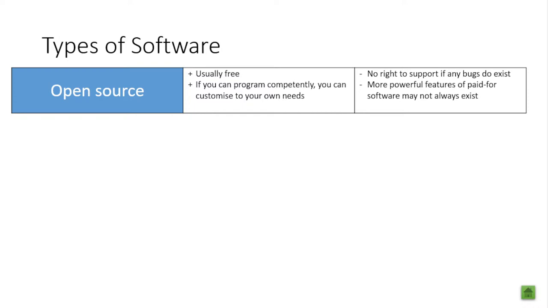So there is no right to support if any bugs do exist. So if there are problems in the open source software, it's tough. It's been created, it's out there, you fix it, you report it if you want to. Somebody that wants to volunteer to fix it can fix it and release another version of it. So more powerful features of paid for software may not always exist. So there might be features out there that bespoke software has that open source doesn't have.